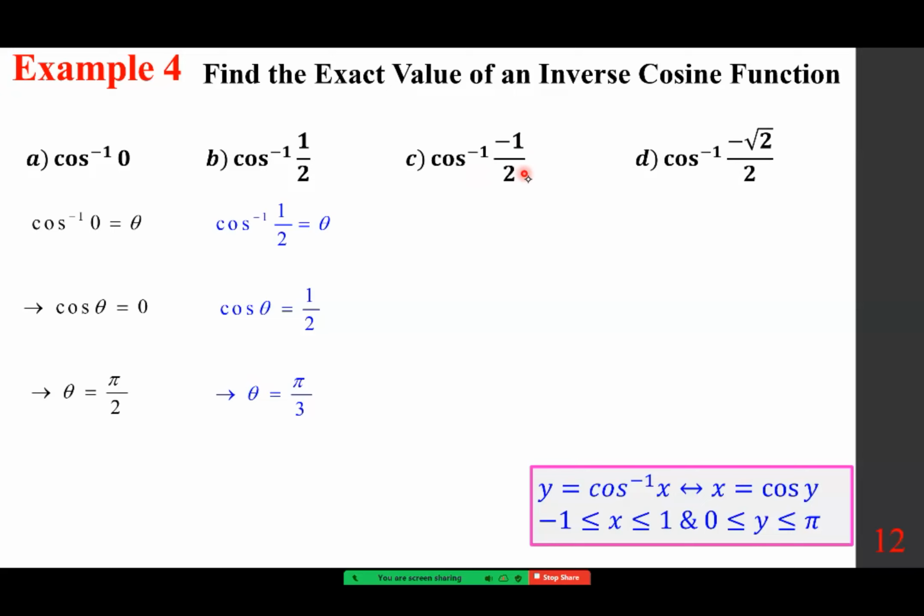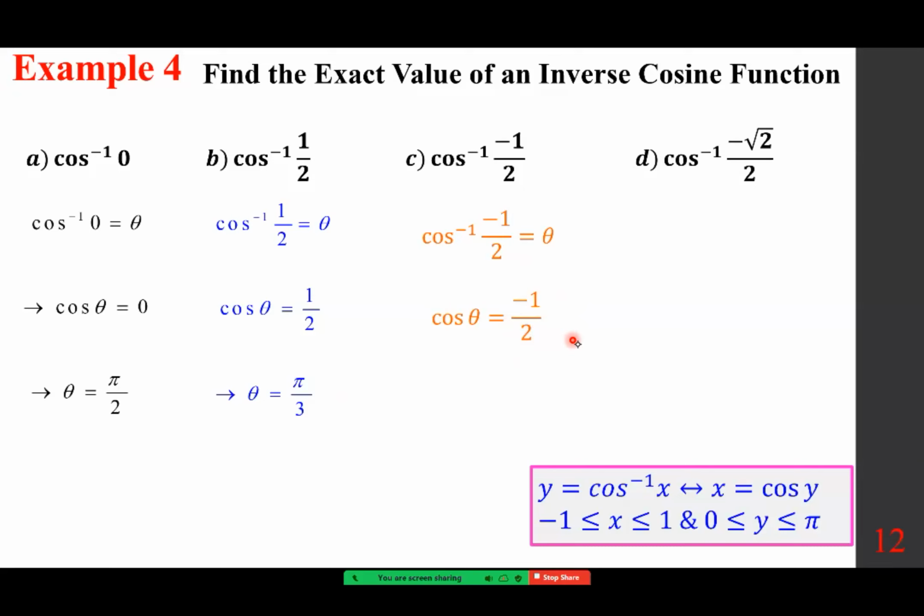We set it equal to theta, let's say. By definition, cosine of theta must be negative 1/2. Now again, remember right from here, when we have a positive 1/2, pi over 3 becomes the reference angle for this. So that should help you figure out what the answer is, okay?